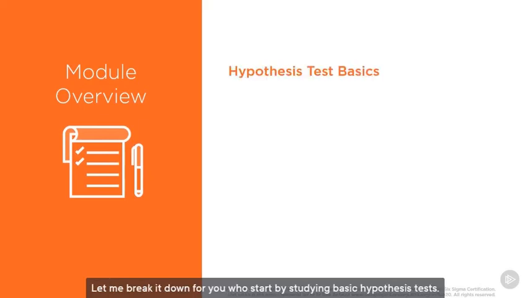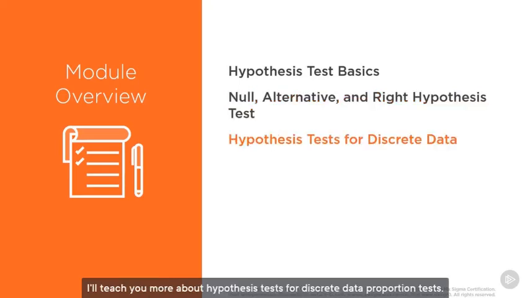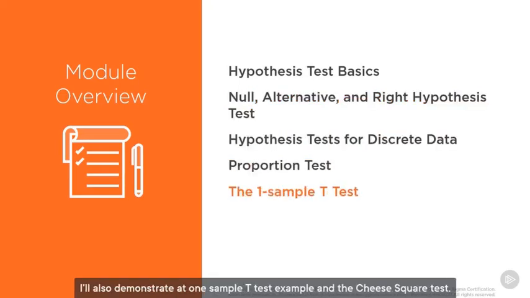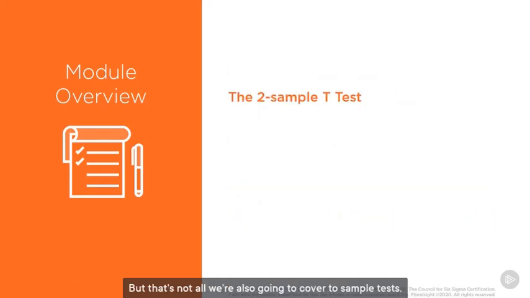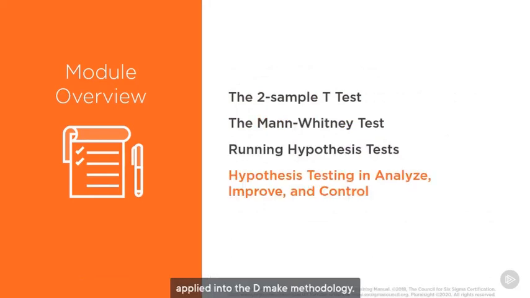But what exactly is the content we're going to explore together? Let me break it down for you. We'll start by studying basic hypothesis tests, also null, alternative, and right hypothesis tests. I'll teach you more about hypothesis tests for discrete data, proportion tests. I'll also demonstrate a one-sample t-test example and the chi-square test, but that's not all. We're also going to cover two sample tests, the Mann-Whitney test, considerations regarding how to run hypothesis tests, and at last, we'll discuss how hypothesis tests can be applied into the DMAIC methodology.